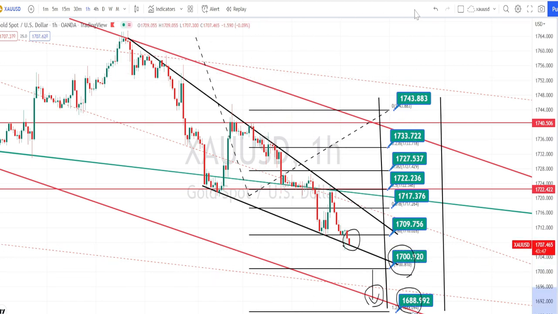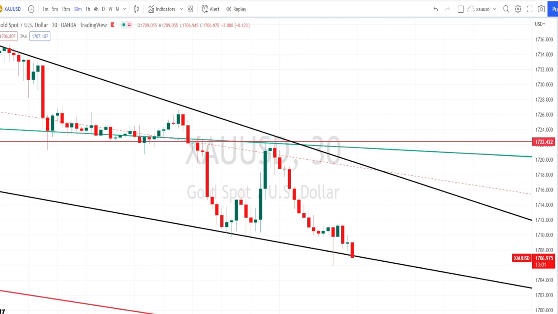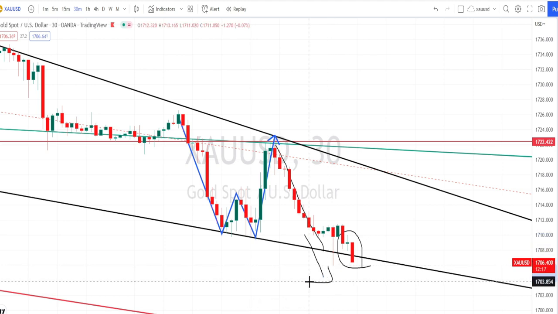Let us do the analysis in 30 minutes time frame. I'm in 30 minutes time frame now. In 30 minutes time frame also, we are noticing the price action to be in a very strong bearish trend. It has formed a double bottom pattern and it has started the bearish side retracement. Currently it is breaching the support line from the hourly time frame. So today's price action is in a very strong bearish trend for now.